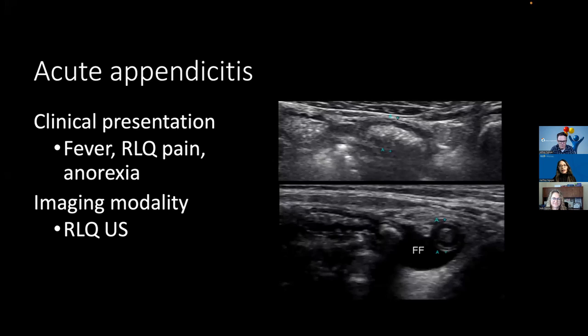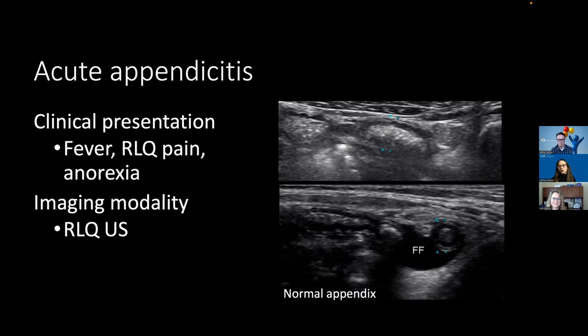The appendix can come in a variety of flavors, especially the normal ones. So don't be too hung up on size criteria alone, or any one specific sign. Both of these appendices, I believe, were taken to the OR because they looked kind of big. There might be some shadowing. Is that a stone? There's some free fluid, but they both turned out to be normal. They were negative, proven in the OR. So these are normal appendices.